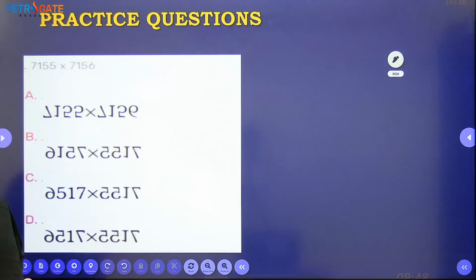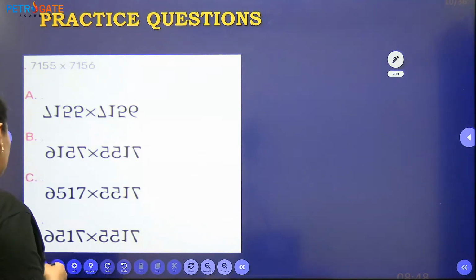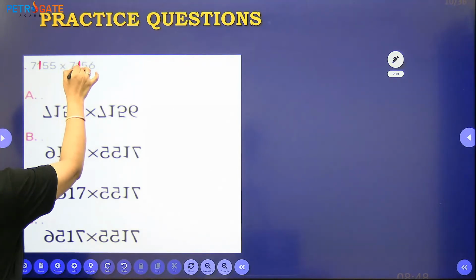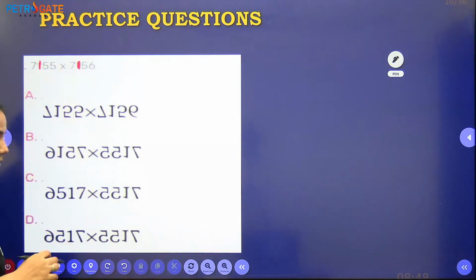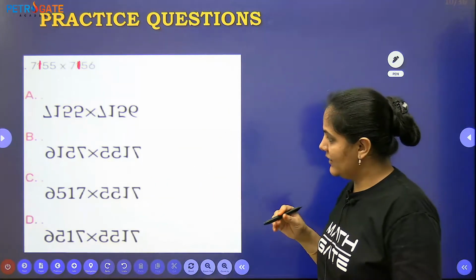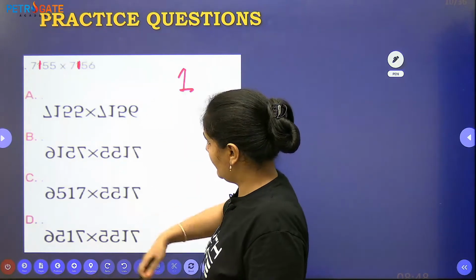Now here we are writing numbers. We have the numbers 7155 and 7156. Let us consider the one as one only, because in the options something is off. If we consider this as one, then none of the options will match.